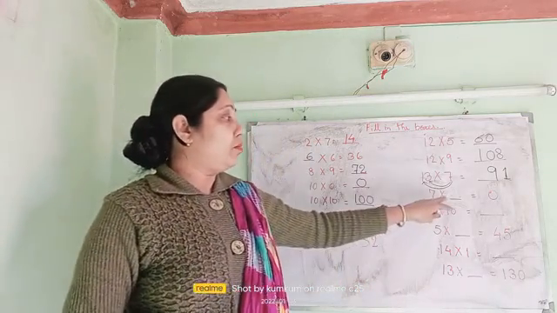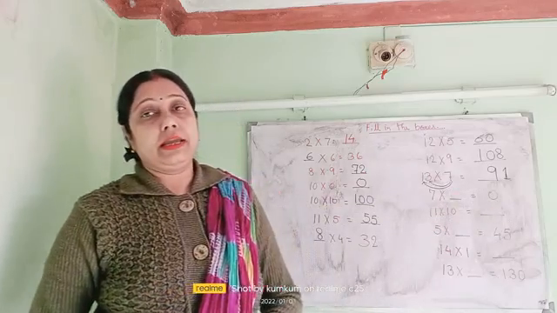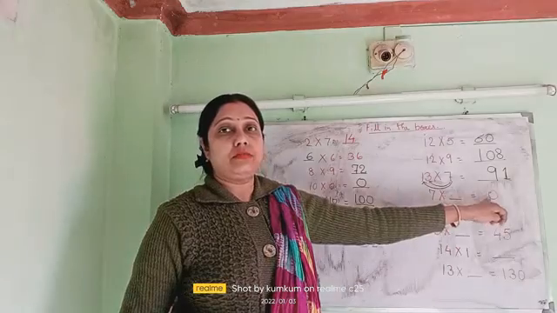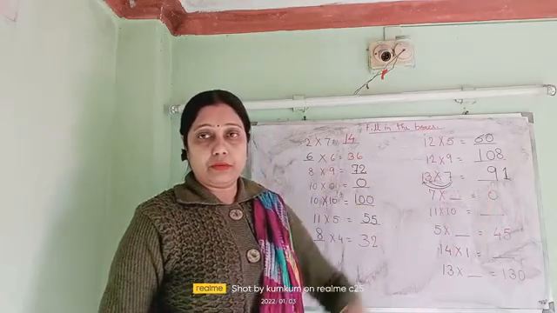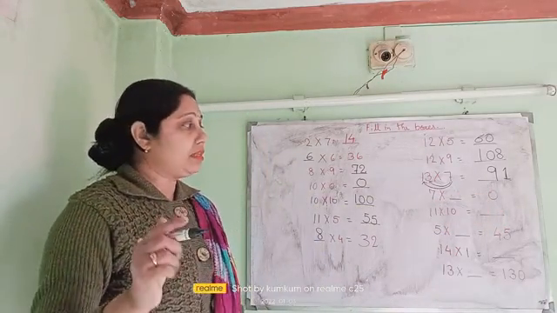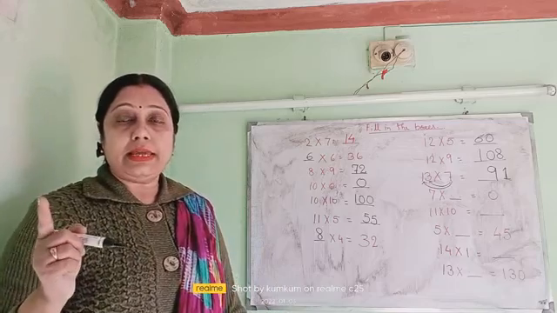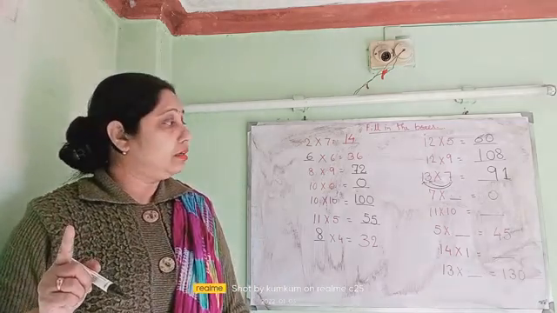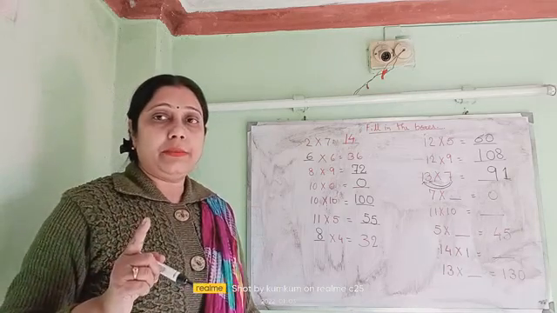Now 7 multiplied by 0, how much is it? Anything multiplied by 0, we know that the answer is 0. That means obviously we are multiplying the number with 0. So obviously whenever we multiply any number with 0, the answer always comes 0. So here 7 is multiplied by 0.